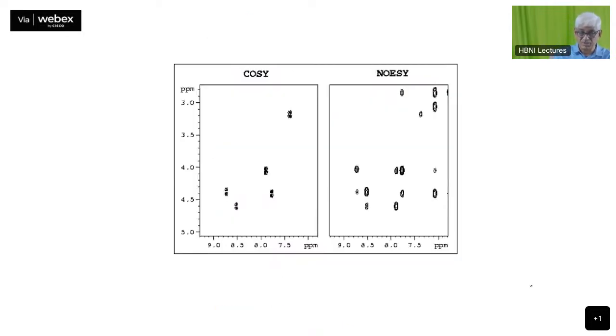Okay, this is the same I had shown earlier, and you can see the NOESY spectrum. The NOESY spectrum also shows the same correlations, because all these are within the same amino acid residue, so you will have the short distances, right? In the NOESY, you will see cross peaks between protons which are less than 5 angstroms in distance. So you will see cross peaks there.